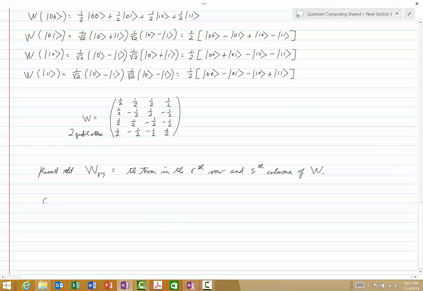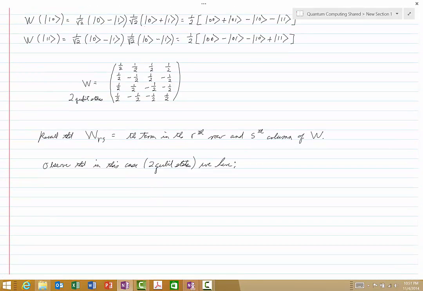And so now we observe that in this case, and by this case I mean 2 qubit states, we have W_RS is equal to 1 over the square root of 2 to the nth power, 2 to the squared, 1 over the square root of 2 squared times negative 1 to the R times S power.